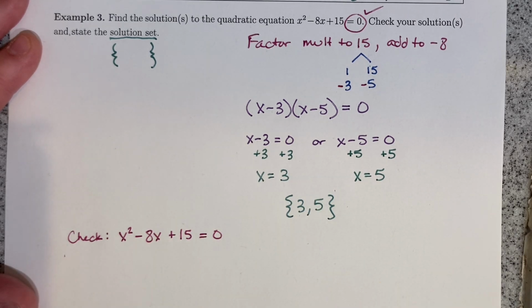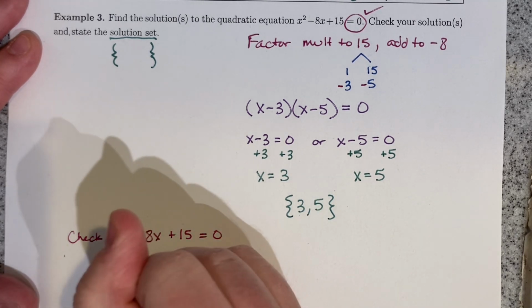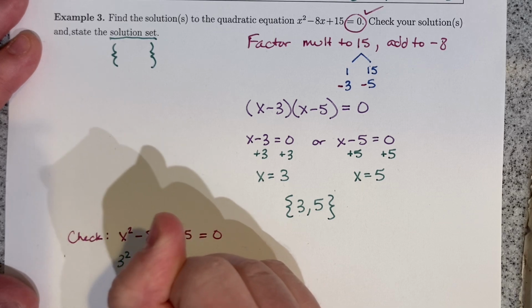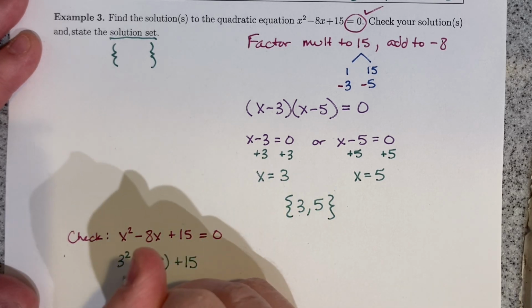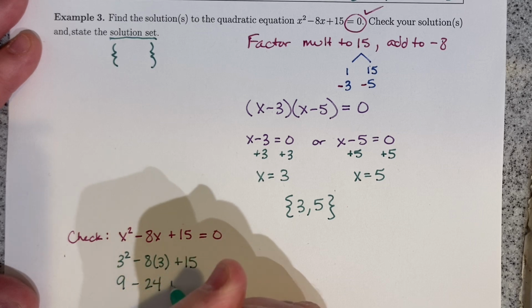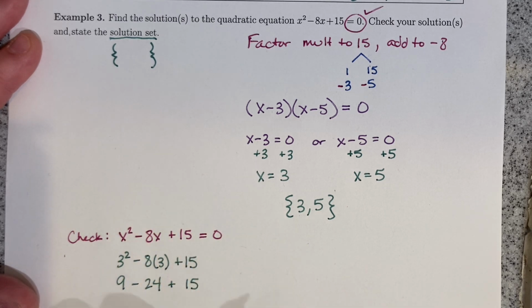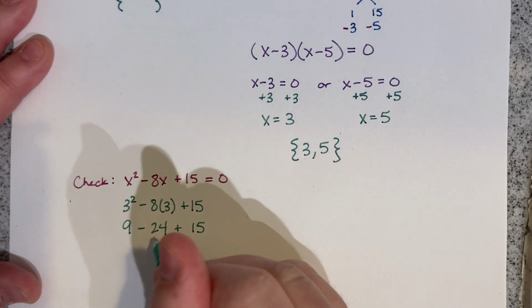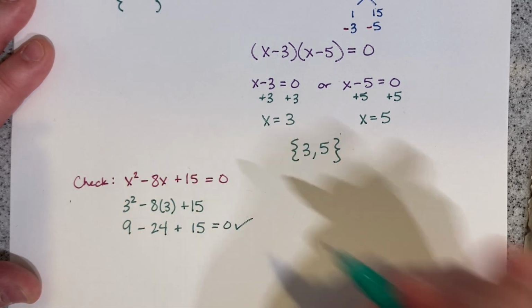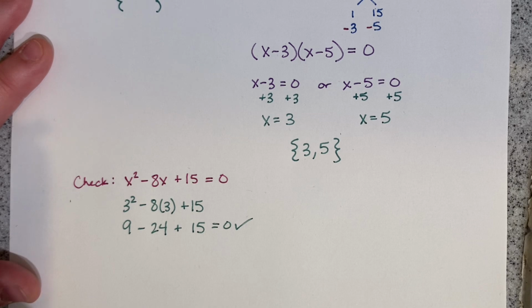So we're going to use the first solution, 3. 3 squared minus 8 times 3 plus 15. Well, that would be 9 minus 24 plus 15. 9 plus 15 is 24, minus 24 equals 0. Check.